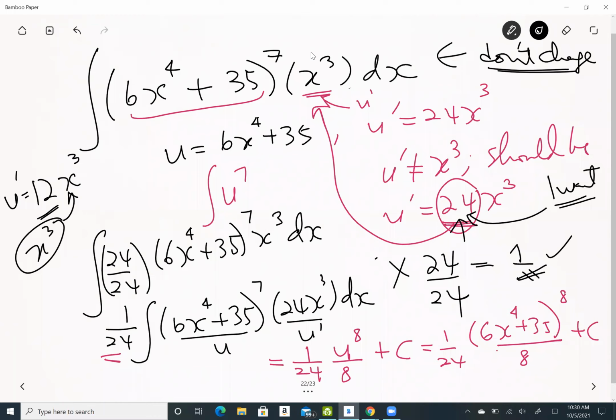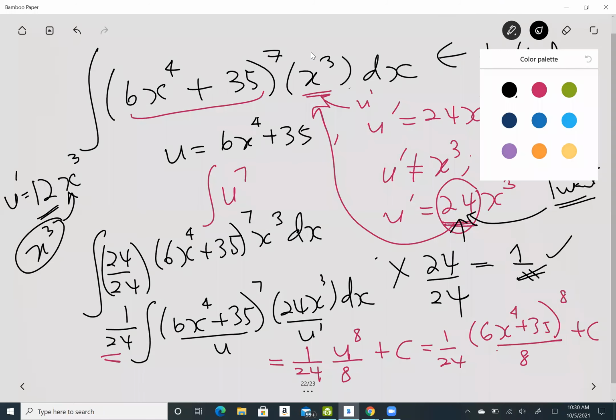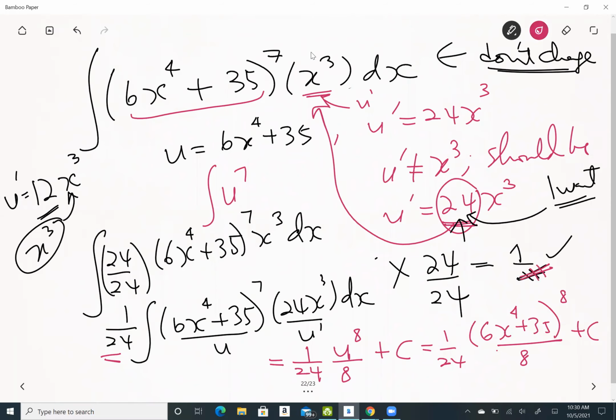So here I need 24. So I multiply by 24 over 24, because 24 over 24 is equal to 1. Okay. So that's why I put here 24 over 24. All right. So I got 24 over 24 multiplied by everything in the equation. So now you rearrange the 24 on the numerator, you bring it to the x cubed. The denominator, you just maintain it, bring it out.